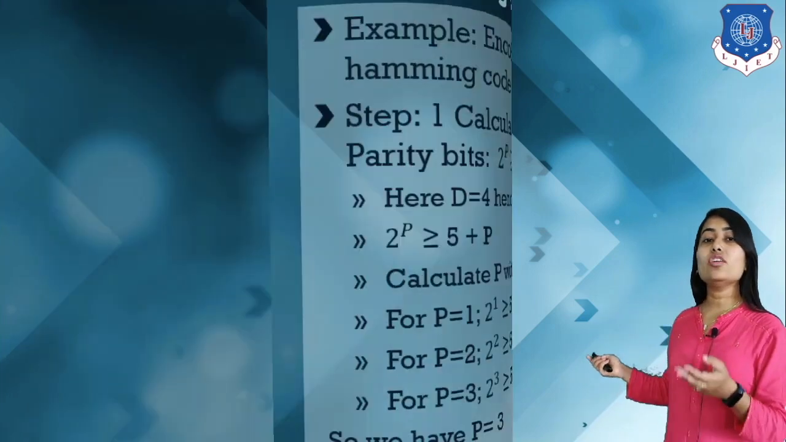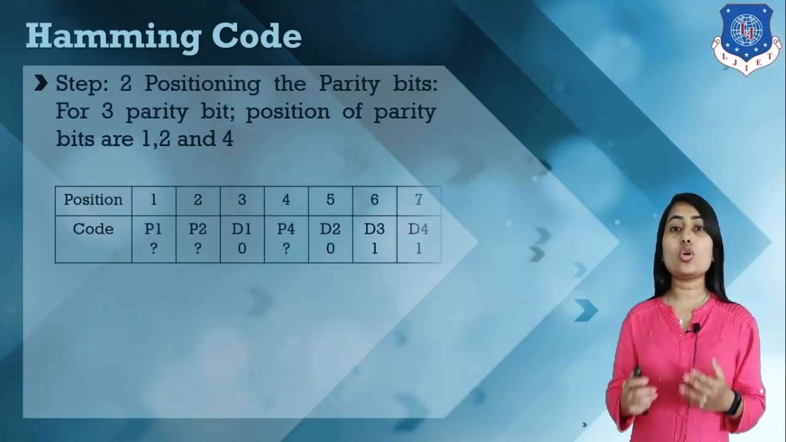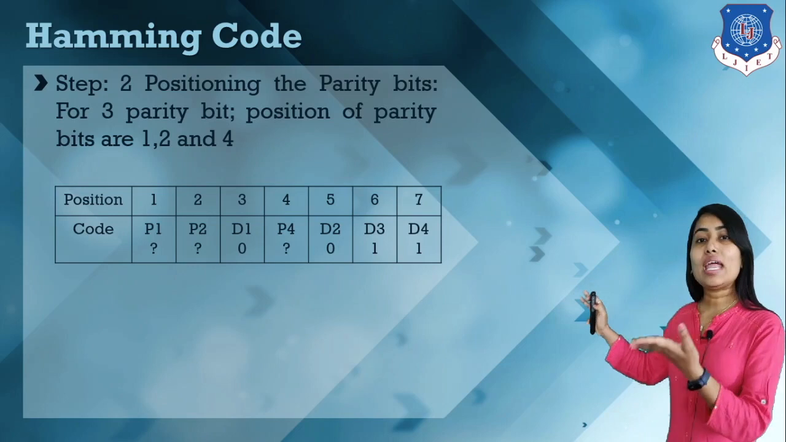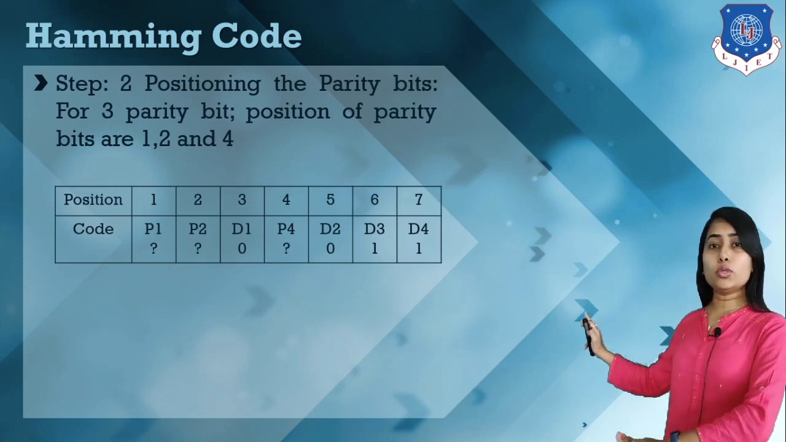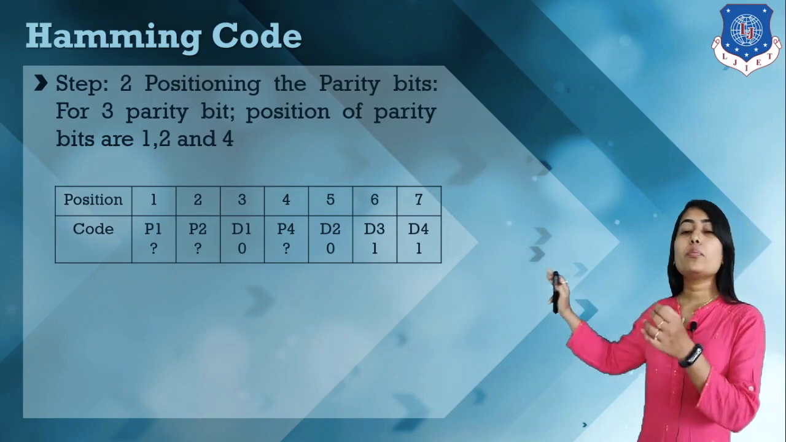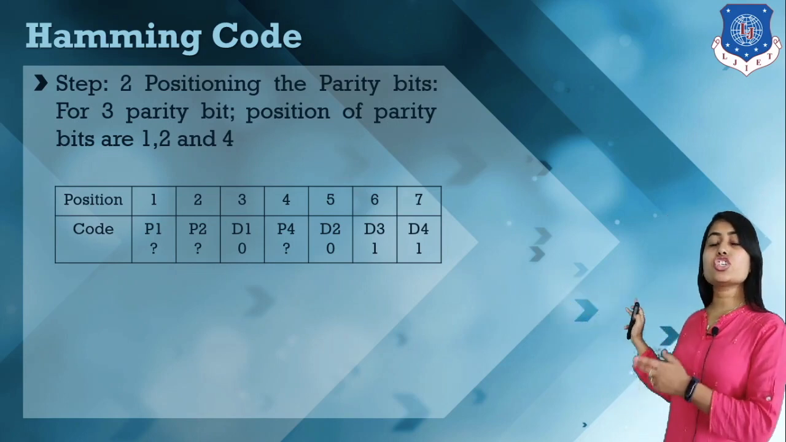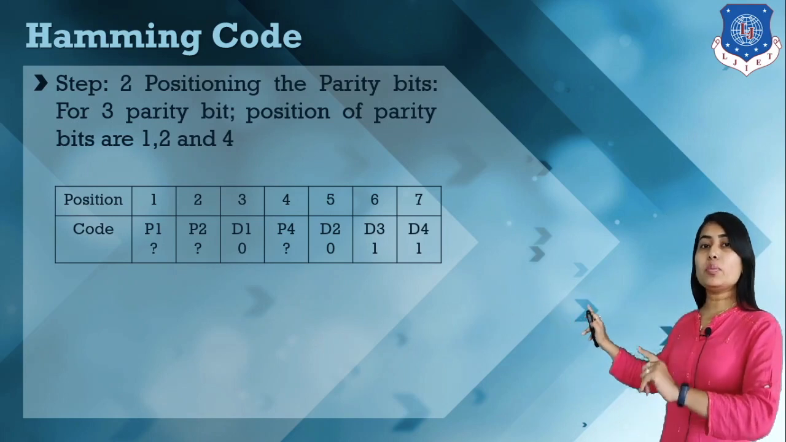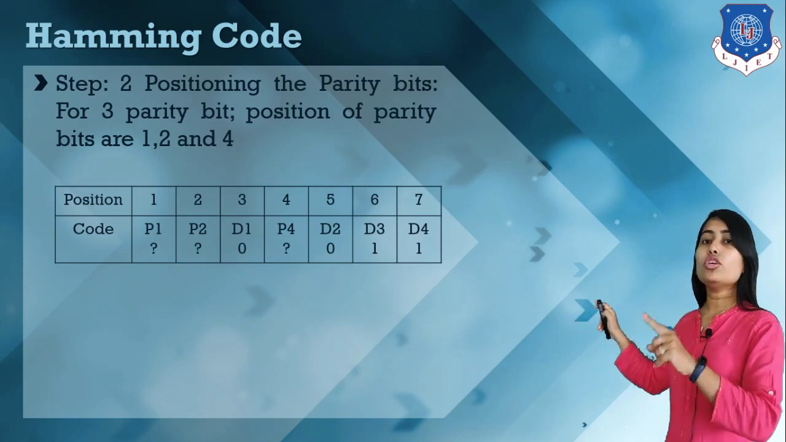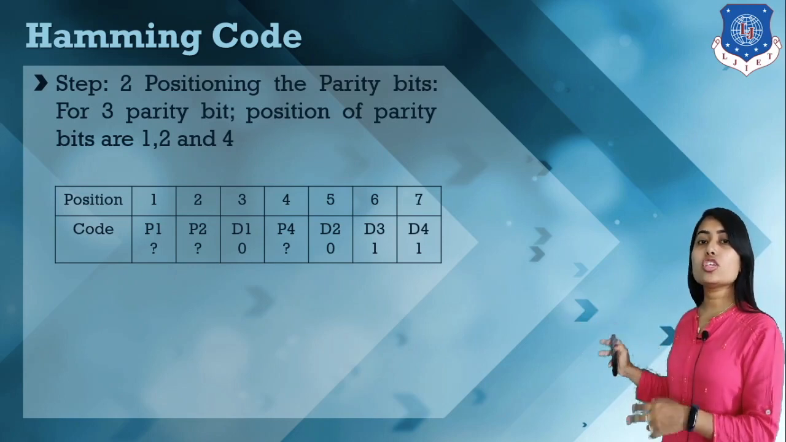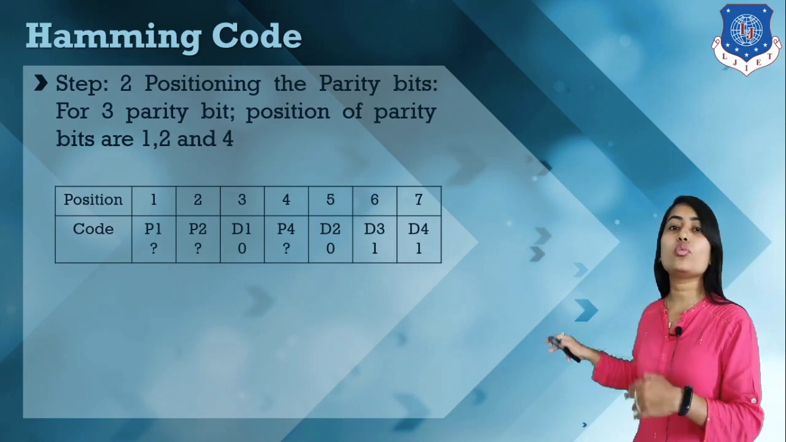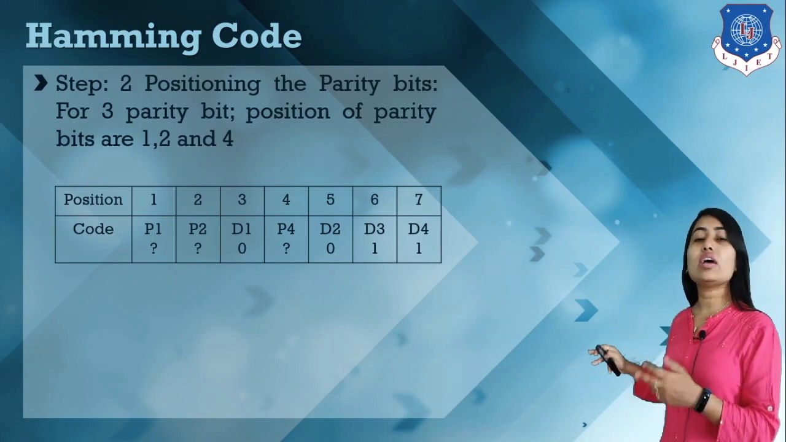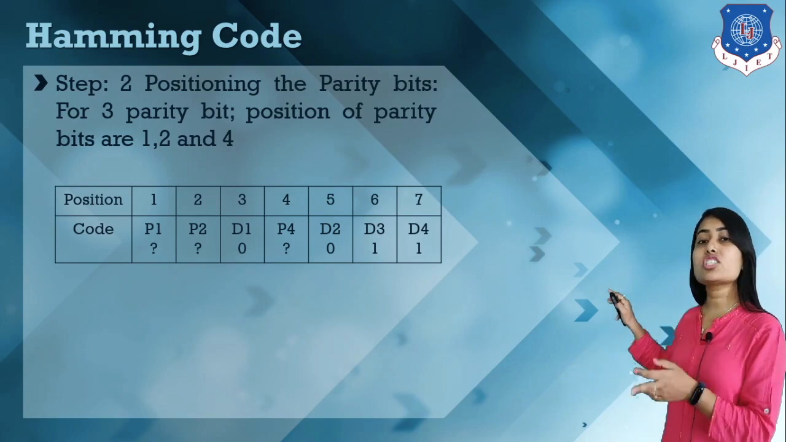At which locations are these bits inserted? Obviously at locations 1, 2, 4, the powers of 2. So at the first, second and fourth positions we insert the parity bits P1, P2, P4, and at the remaining locations we add our data. First P1, P2, then our first information bit, that is 0, then P4, then the next information bits. We have no values for P1, P2, so we write a question mark, then D1 with value 0, then P4, again a question mark, then the next values 0, 1, 1.